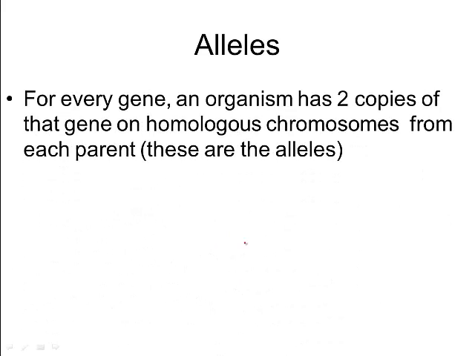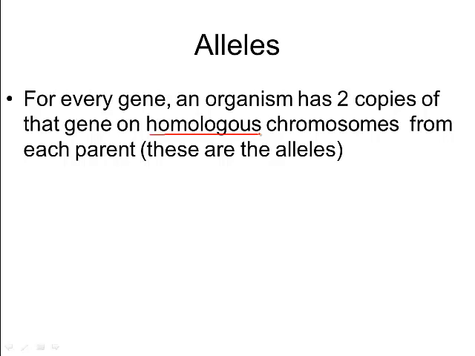Okay, now for every gene, remember, an organism has two copies. And those copies are on your homologous chromosomes. So remember we talked about homologous chromosomes are your matching pairs of chromosomes. You got one from mom and you got one from dad. And we said that they were matching because they had the same kinds of genes on them, but they were not identical to each other.